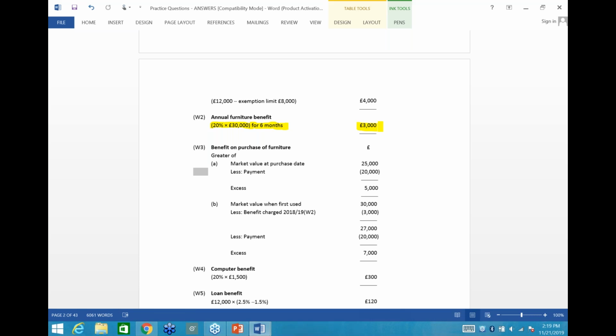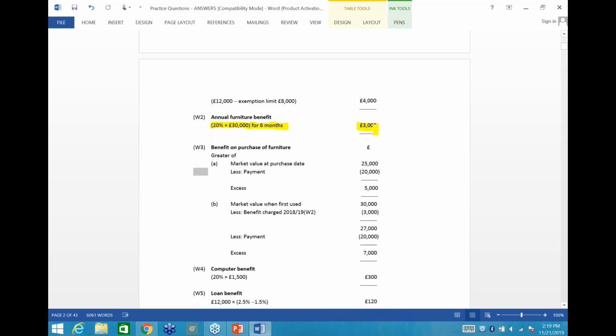So initially, for the first 6 months period, Rita didn't own this furniture. This furniture was owned by the company. I only had the privilege of using this furniture. I didn't have any other benefit here. I only had the opportunity of using the furniture from 6th of April 2018 to 5th of October 2018. So for a period of 6 months, I was able to use the furniture. That gave me a benefit of £3,000.